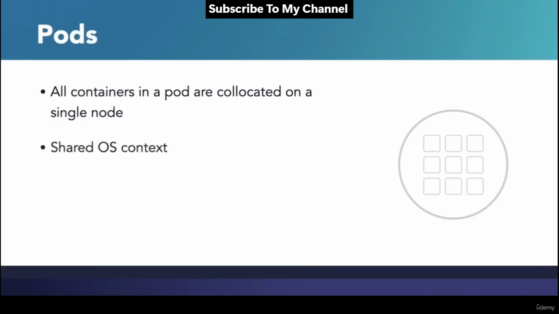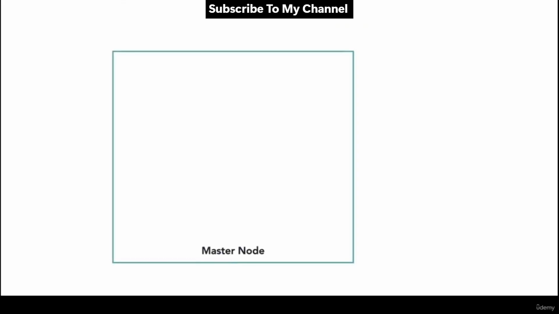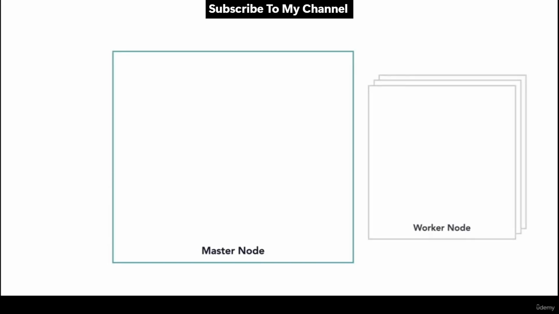By default, containers in a pod share the same OS context, such as Linux namespaces, network and volumes, and so on. But it's possible to add additional isolation among containers even within a pod. Kubernetes cluster consists of two primary building blocks, a master node and multiple worker nodes.